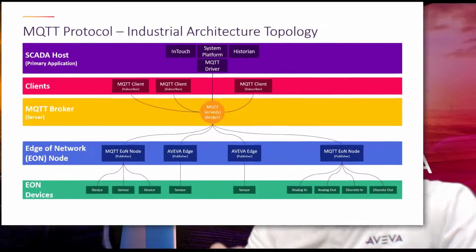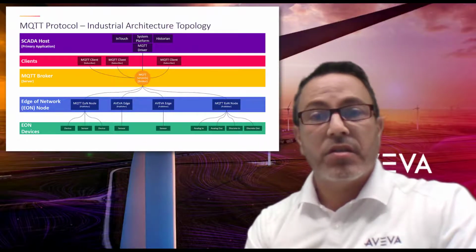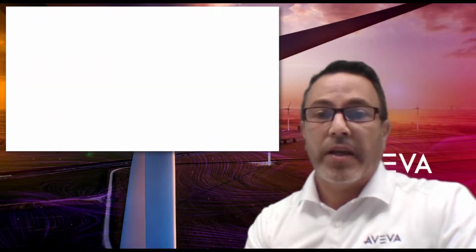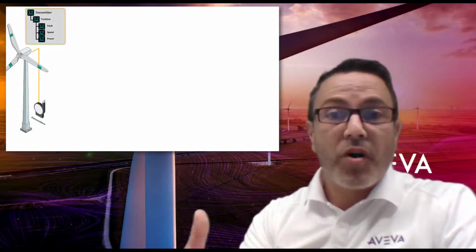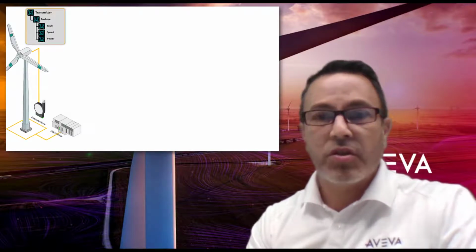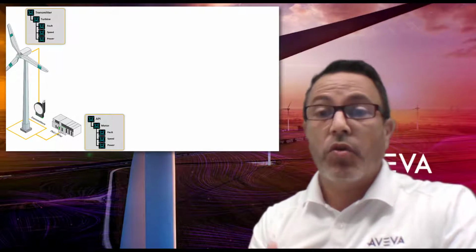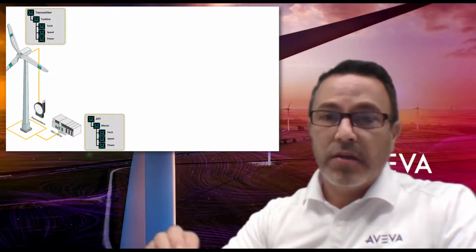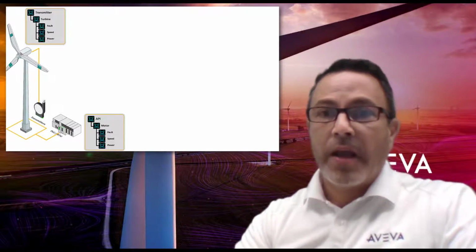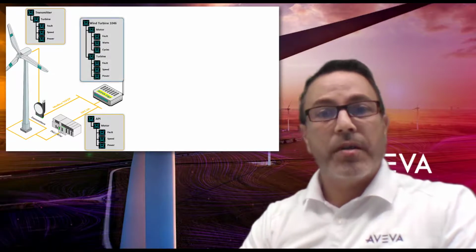All right, so let's move forward back to the example we talked about earlier, the wind power type application. Each one of those devices is going to have one or multiple connected smart things. Those things can be sensors, PLCs, or RTUs, which are controlling, monitoring, and collecting the data of that device. Now, as we started to mention earlier, how can we bring that into our System Platform application?